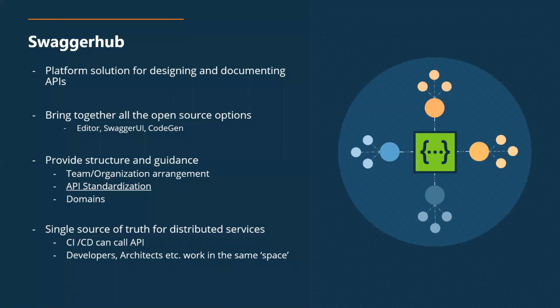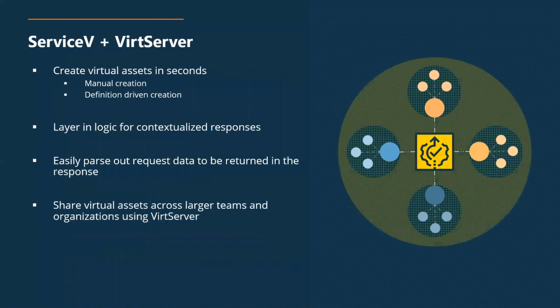SwaggerHub also acts like a centralized repository for all of your API services. So you can pretty much have team members added across. You can control the permissions across those team members. It also pretty much provides a catalog view. You can search or filter through specific things or specific APIs or domains that you're looking for in an organization within the SwaggerHub platform. Then there is ServiceV and Virtserver.